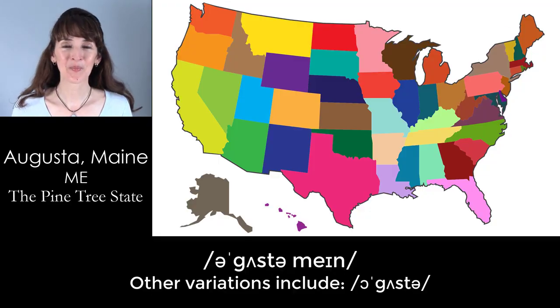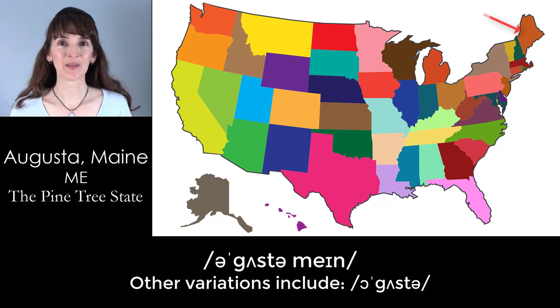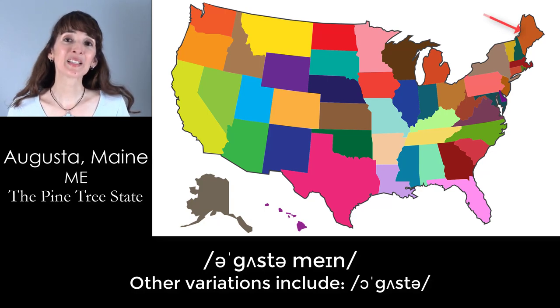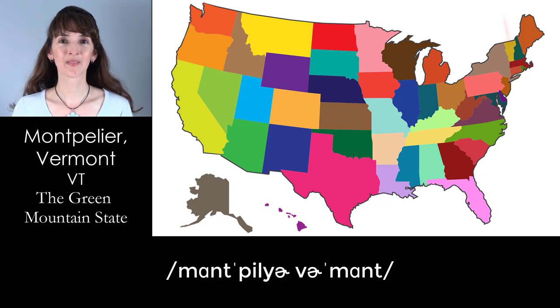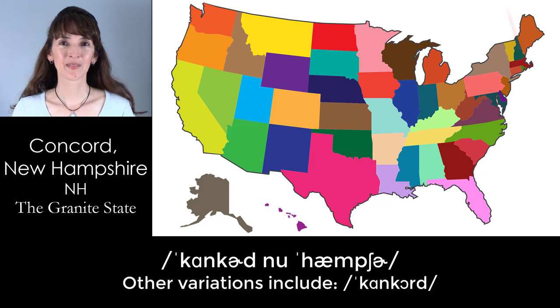Okay, here we go. Augusta, Maine. Maine is the Pine Tree State. It's also called Vacationland. Montpelier, Vermont. The Green Mountain State. Concord, New Hampshire. The Granite State.